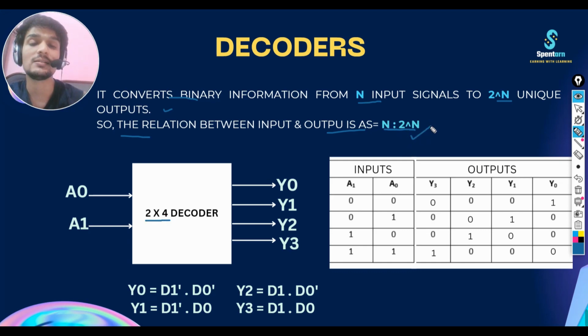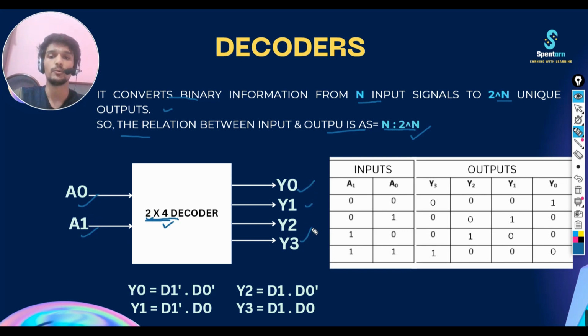Why I am writing these things, you have to remember them, because they are asked in interviews. Simultaneously we are preparing for the interviews as well, but after this digital module we will see what questions are asked in the interviews for VLSI. Now in the 2 cross 4, we have 2 as input and 4 as the output, right? So A0 and A1 we are giving as input. Now Y0, Y1, Y2, Y3 we have as the output side.